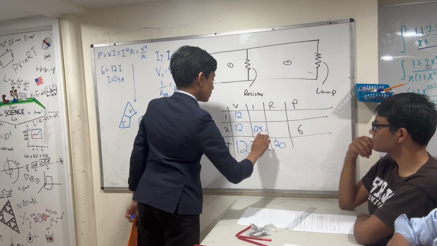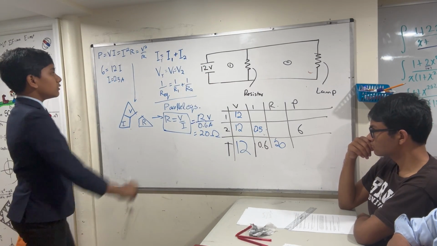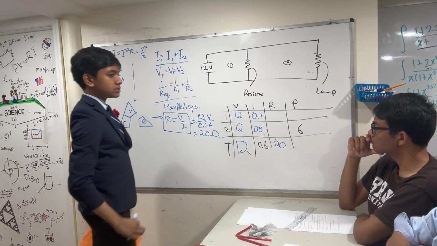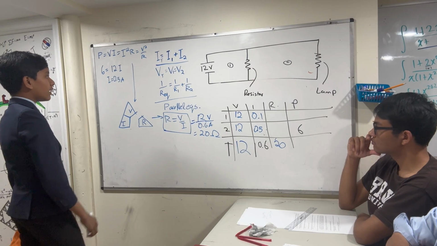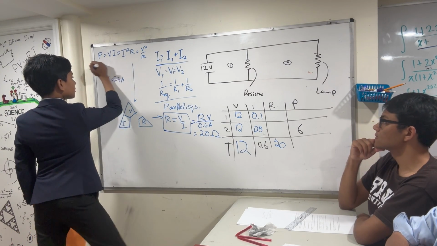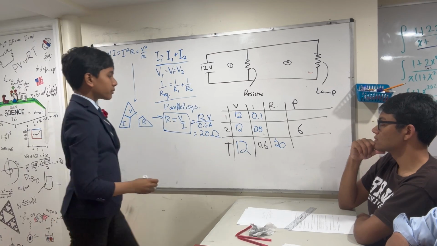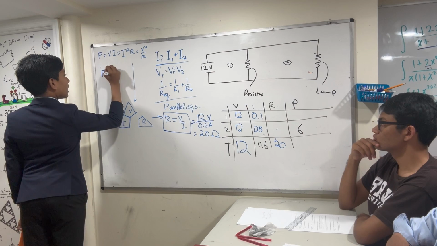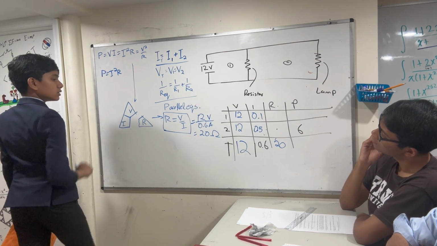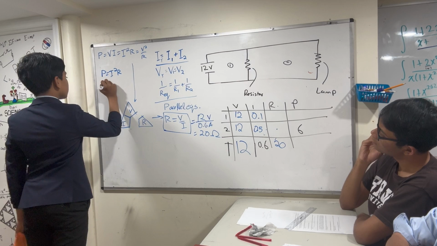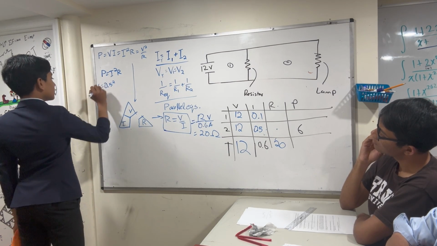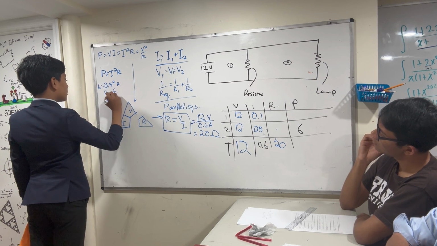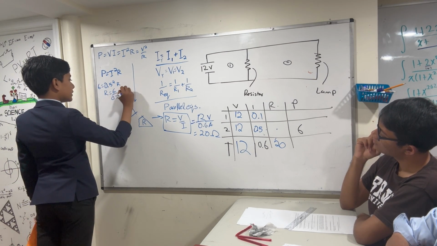Okay. So now, through this formula, we can deduce that this one is going to be 0.1 amps. Everything is right so far. So now, we're going to use this formula, P equals I squared R. So what's that going to give us? Well, 0.5 squared times R is equal to 6, or R equals 6 over 0.25, which is 24 ohms.